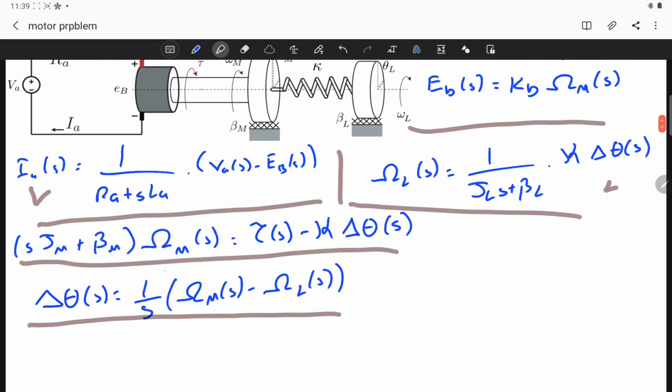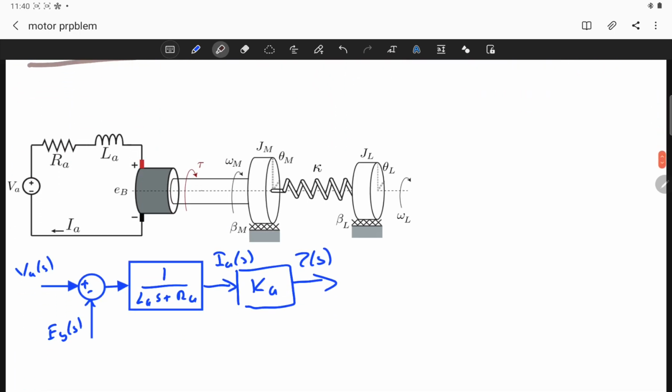In order to produce the angular velocity, or omega m, we need to take the difference between torque and this variable. So we have a feedback or difference operation, and we need to multiply with the transfer function, which is equal to 1 over Jm s plus beta m. So here this is plus, and I need to subtract a variable from it.